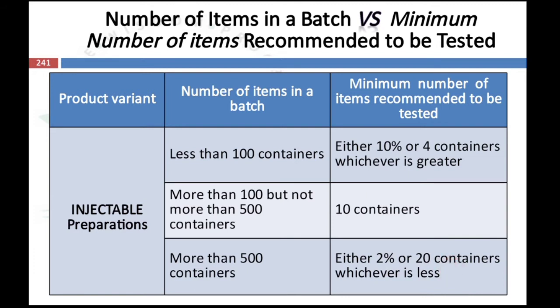That means, for example, if a batch consists of 600 containers, we have to take 2% of the 600 or 20 containers. 2% of the 600 is 12, or 20 containers, whichever is less. So we have to take 12 containers for the sterility testing.